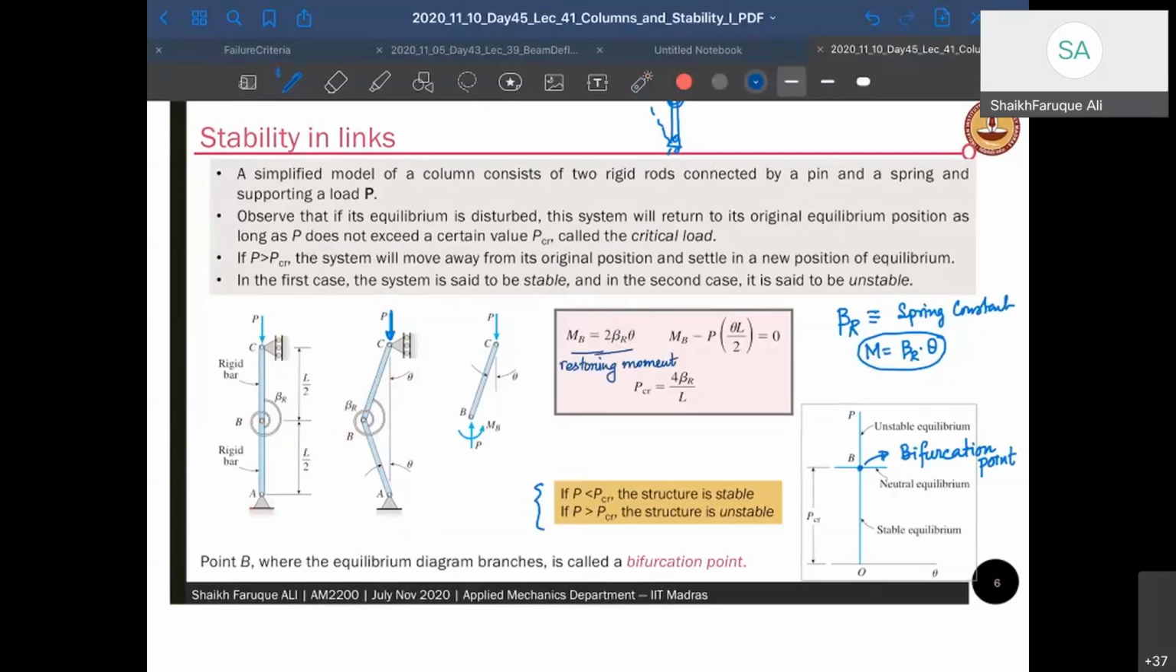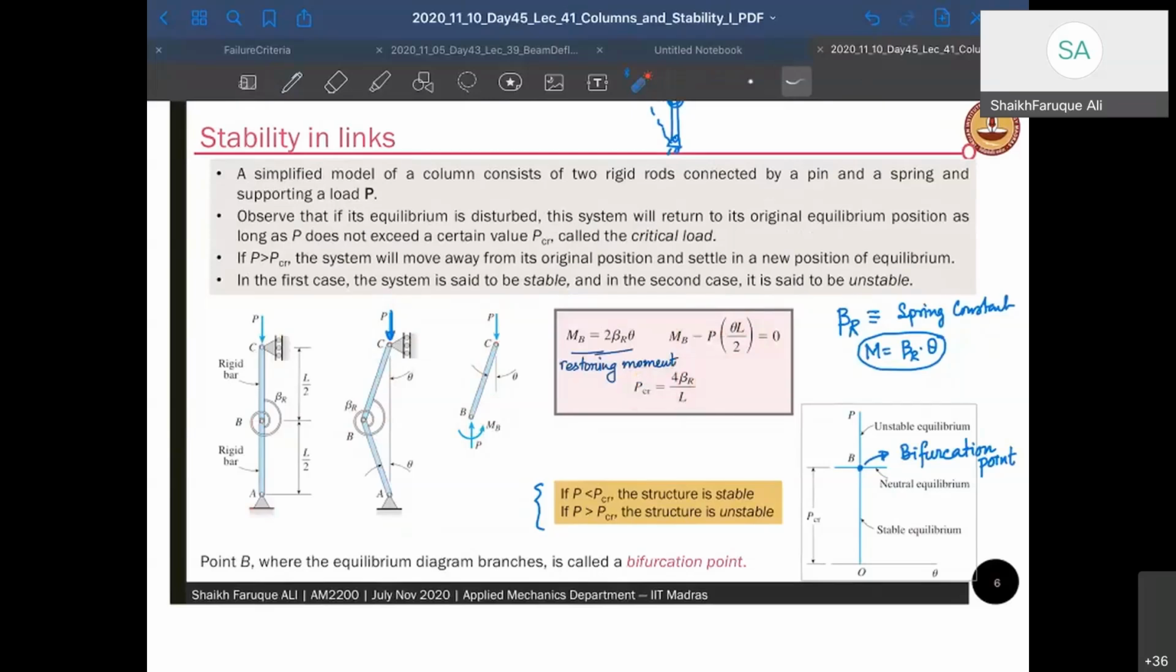Okay. And what will be your moment by the load that is coming here? If you take a free body diagram, you get a P force here, you get a P force here, and this is the distance, your moment arm. So it becomes P into theta L by 2. So this length is L by 2. So P into theta L by 2 is your moment given by the force P. They should balance each other, and therefore you get the critical P as 4Br by L.